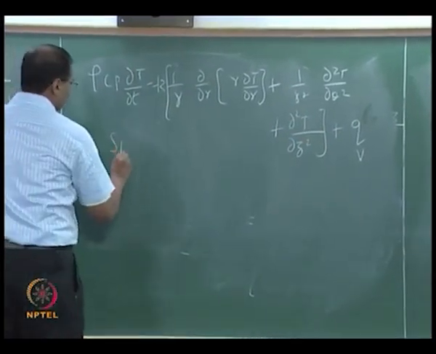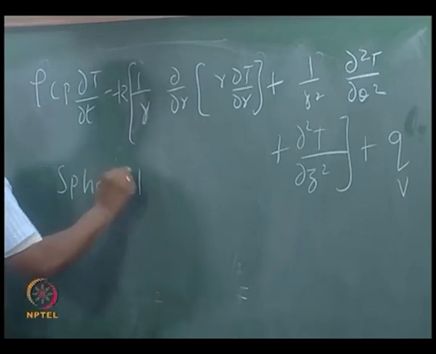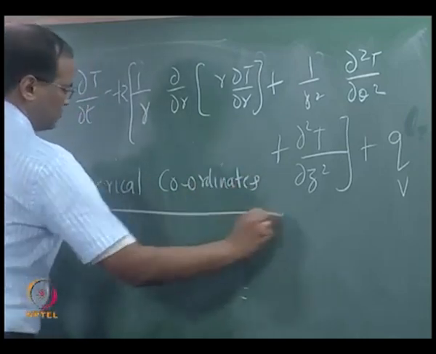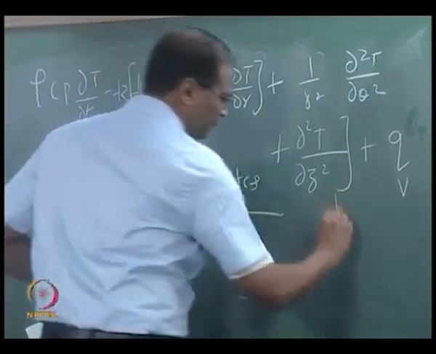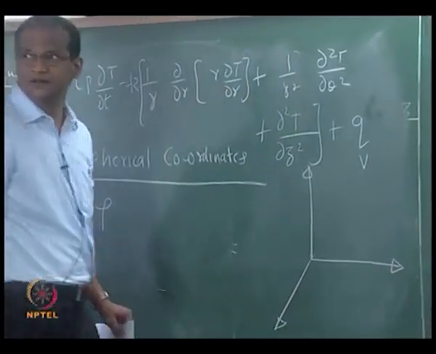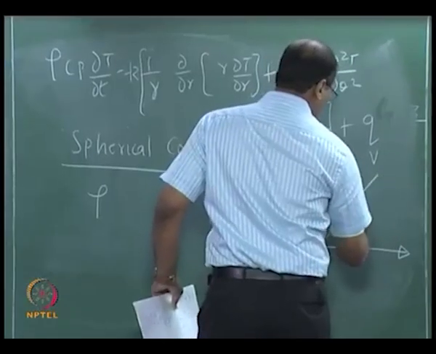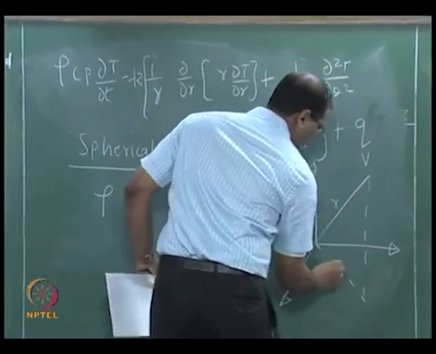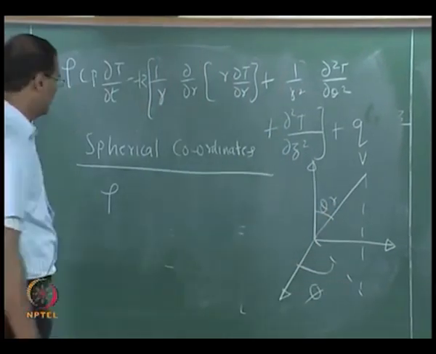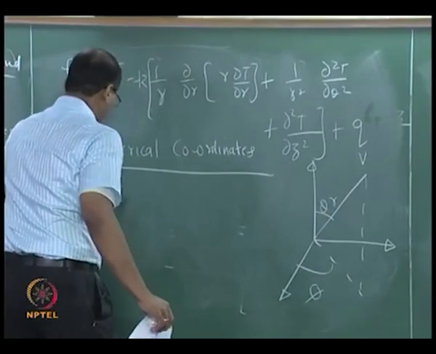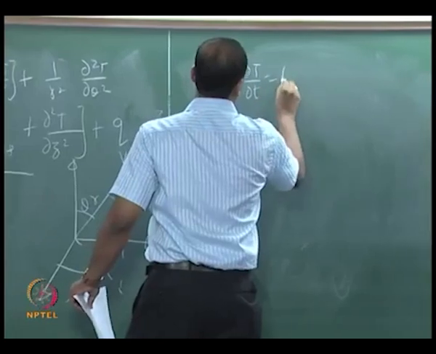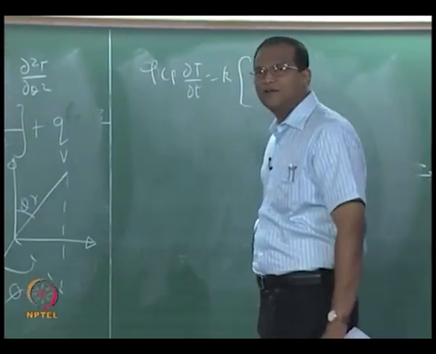Now for the spherical coordinates, we saw the spherical coordinates in our discussion on radiation, okay. So there is r, okay. So instead of 1 by r, what do you expect for spherical coordinate?